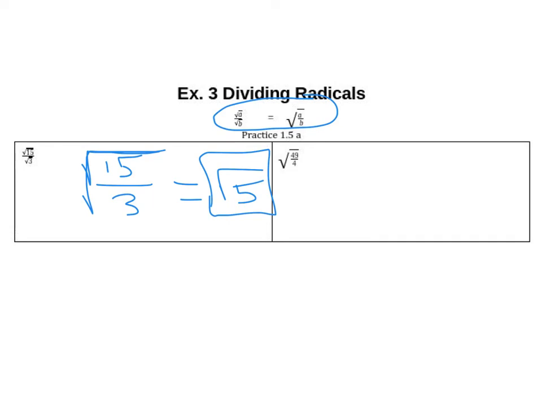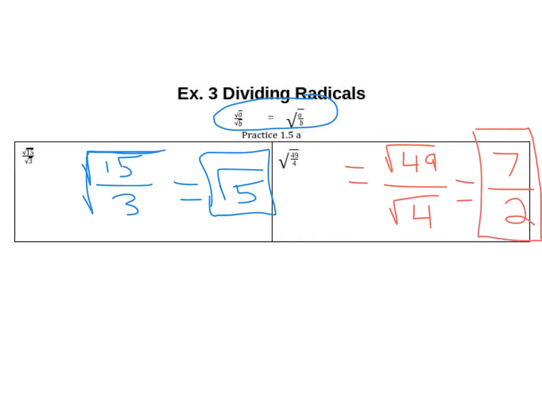If you look at this second example, the square root of 49 divided by 4. Well, the fraction in itself is not very simple to simplify. But if we break this up to say the square root of 49 over square root of 4, this should stand out to us that the square root of 49 is a perfect square, 7. And the square root of 4 is also a perfect square, which would be 2, leaving us with the answer 7/2.